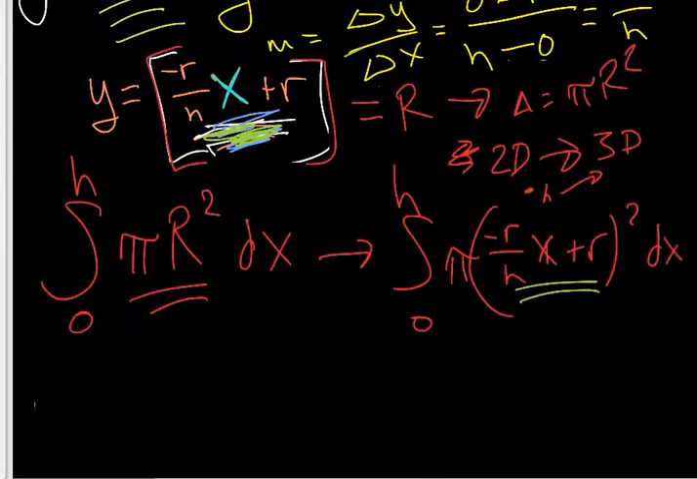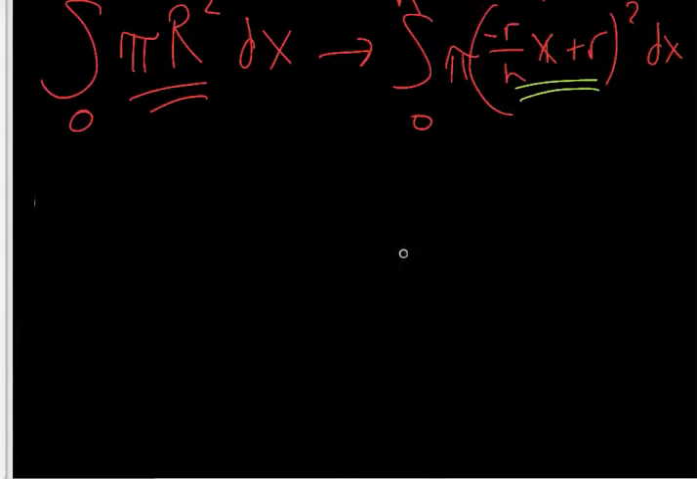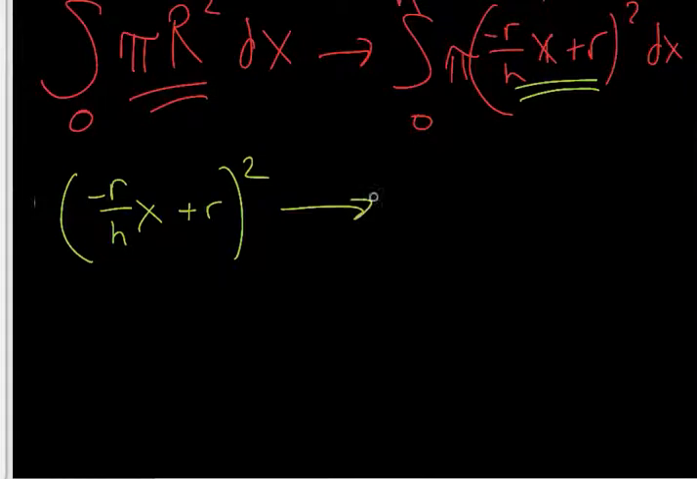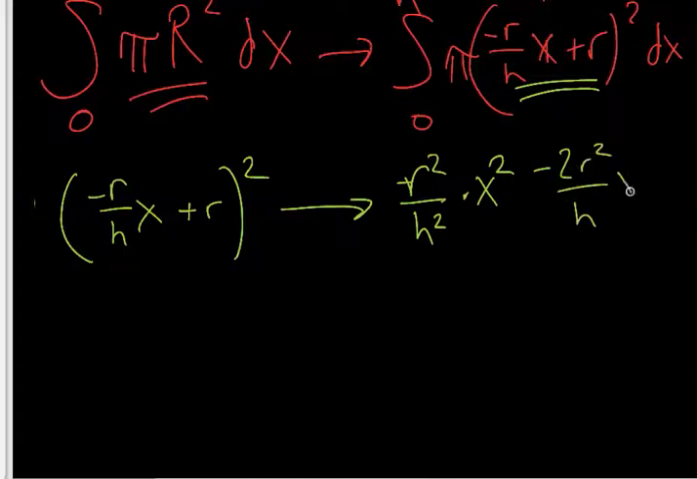And what I'm going to do is take this function and expand it out so it looks a little bit nicer before I move on. So I have negative r over h x plus r, squared, and this is just a binomial, so it becomes r squared over h squared times x squared, minus two of these. So I'm going to multiply this times this and this times this, and I'm going to get 2r squared over h times x. And I'm going to multiply this twice, and I get r squared. Okay, so that's the function I'm going to integrate over.